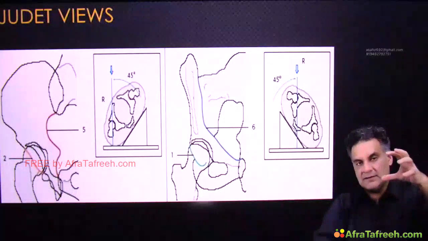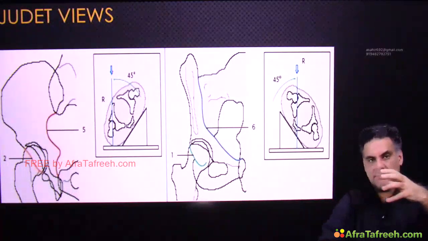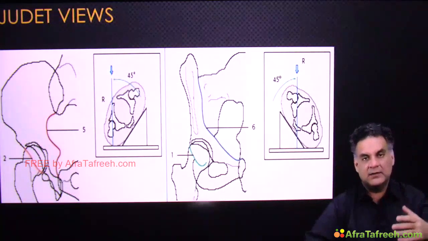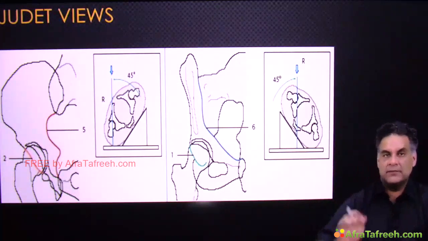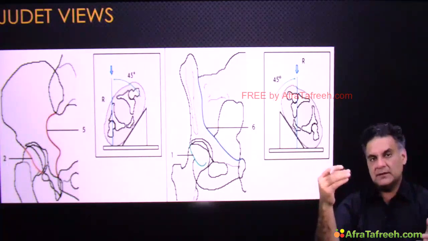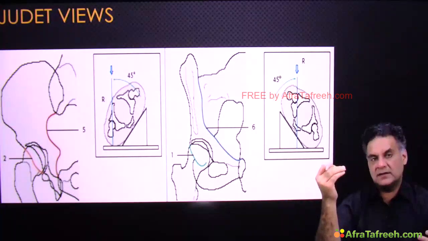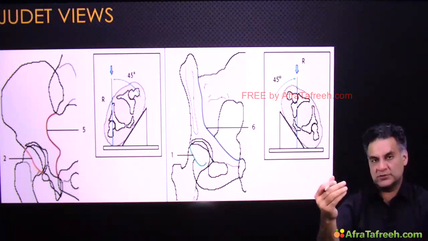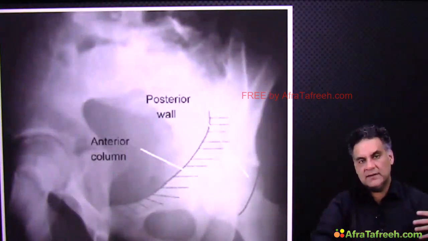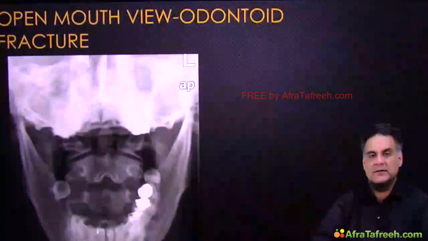The acetabulum is a 3D structure. You rotate the pelvis in different directions to have a look at different areas, called the Judet view. Judet name is associated with acetabular classifications, acetabular views, acetabular surgical approaches. And that's how it will show you different parts of the pelvis.